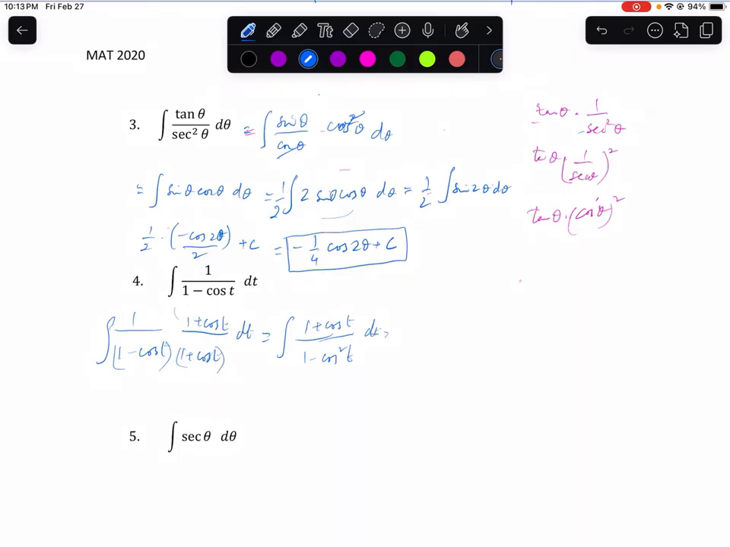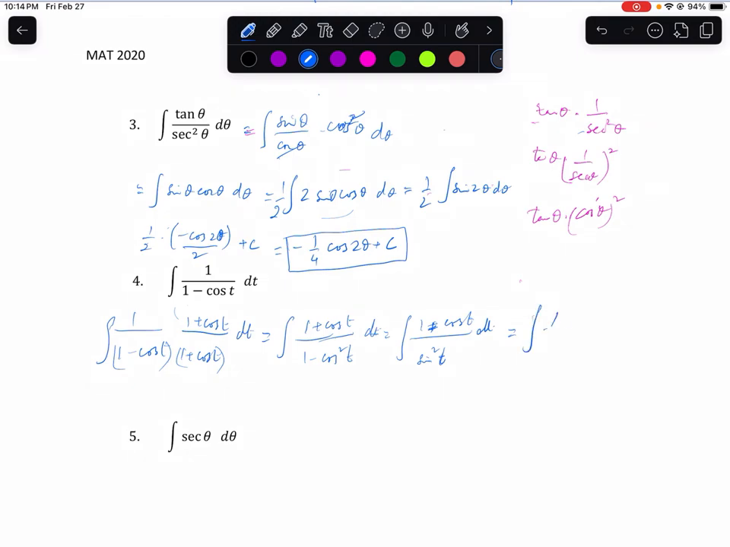is equal to integral of 1 plus cosine t divided by sine square t dt. Now we can split it. We can now write it as two fractions. Before, we couldn't write this as two fractions. I have discussed this in class why we cannot do that. But currently, with this quantity we can do that.